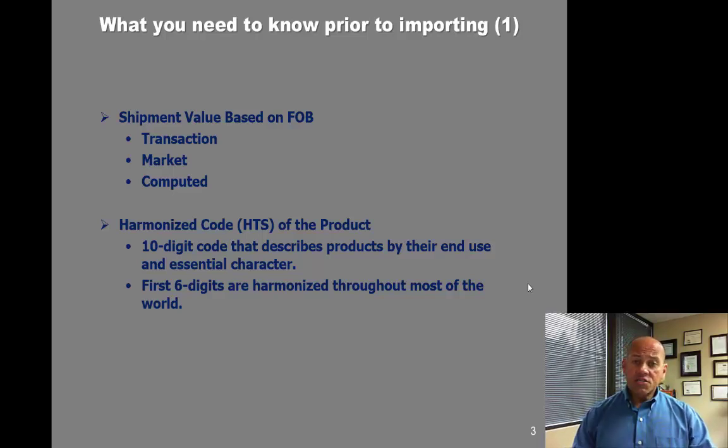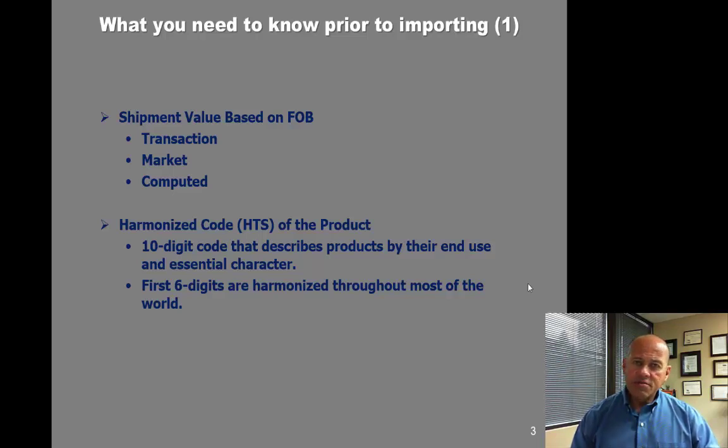Now, transaction value is based on a fair market price. In other words, you can't artificially have your supplier lower the price just to get a lower duty rate. It has to reflect really a fair market value. So because of that, Customs has the option to look at the valuation of your goods using market value. In other words, what would an item of your type go for in the market?